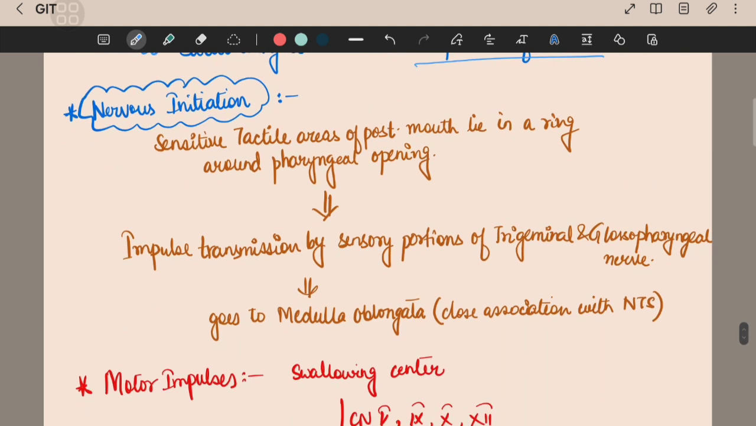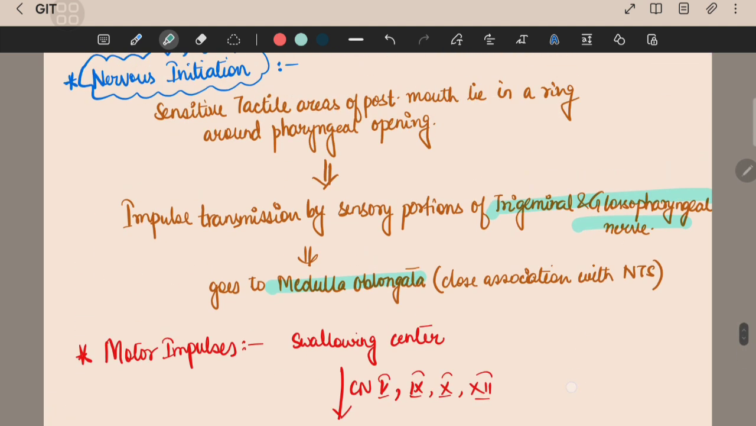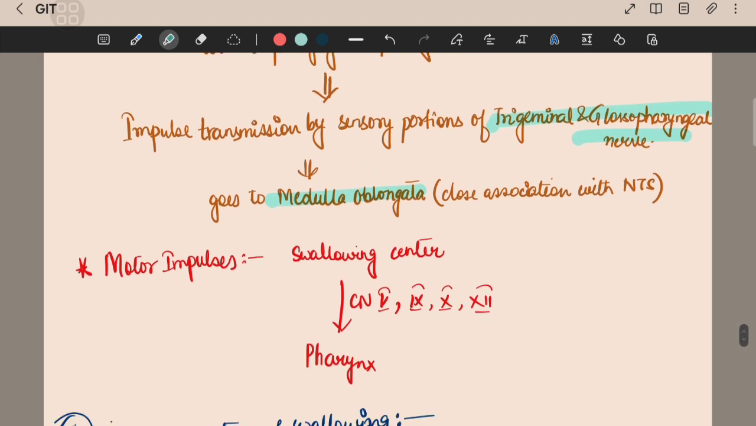Now talking about the nervous initiation: the sensitive tactile areas of the posterior mouth and around the pharyngeal opening, which I have already discussed. That impulse is transmitted via the trigeminal nerve and the glossopharyngeal nerve, and reaches the medulla oblongata, in close association with the nucleus tractus solitarius. So that was the sensory impulse moving via the sensory afferents of the two nerves, trigeminal and glossopharyngeal. Then the motor impulse from the swallowing center is sent by cranial nerves 5, 9, 10 and 12. Impulses come to the pharynx, where the muscles of the pharynx are contracted, and relaxation and all this control will be done.